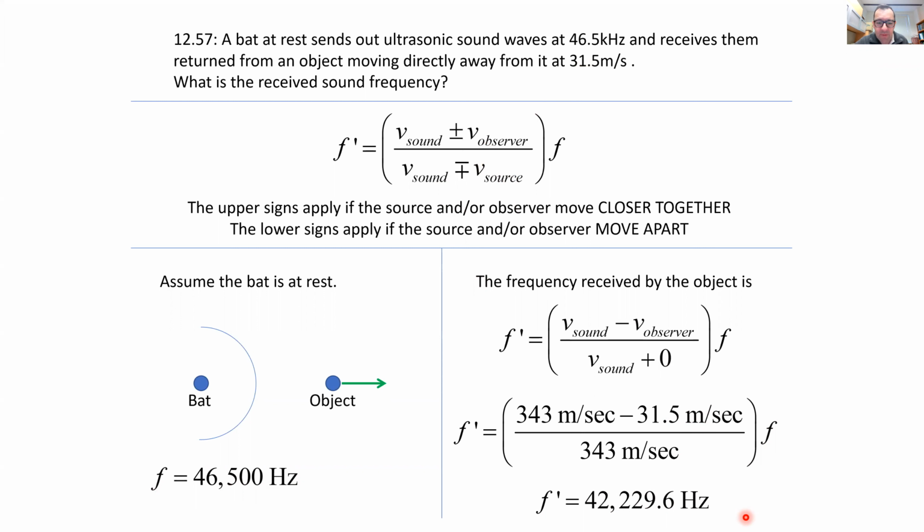Okay, now we haven't finished. This is the frequency that is received at the location of the object. The object is moving, and it will receive wave fronts from the bat as it moves at this frequency, 42,200 hertz. Those wave fronts then reflect off the object and go back. So essentially, literally, the object is now sending out sound waves at this frequency, 42,200. Those sound waves are the ones that are bouncing off the object.